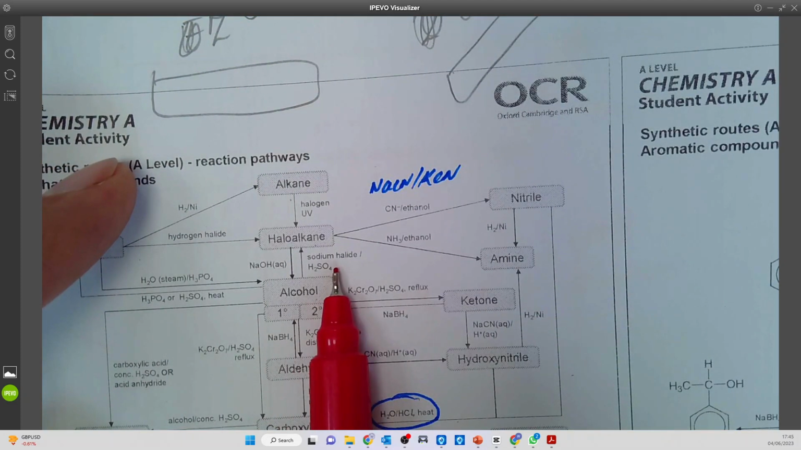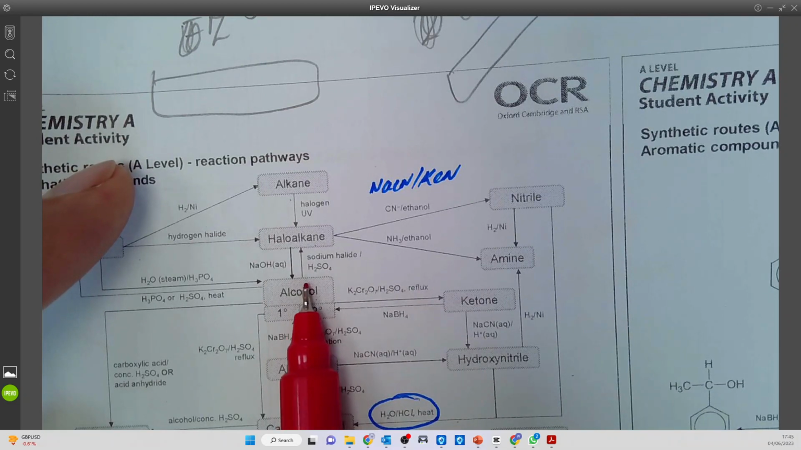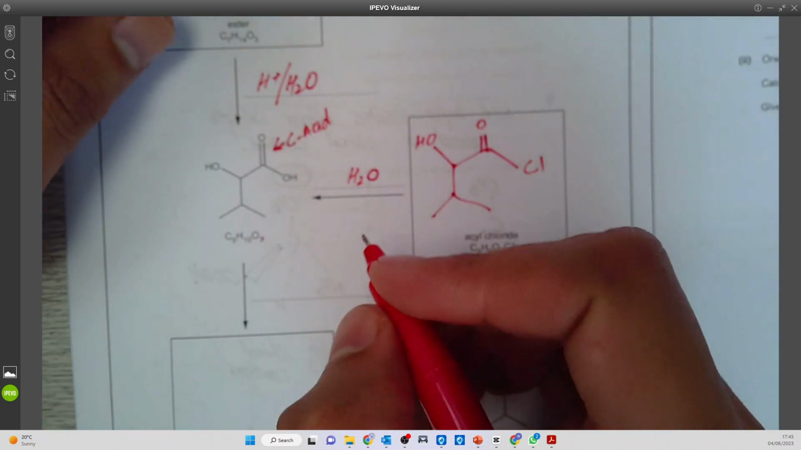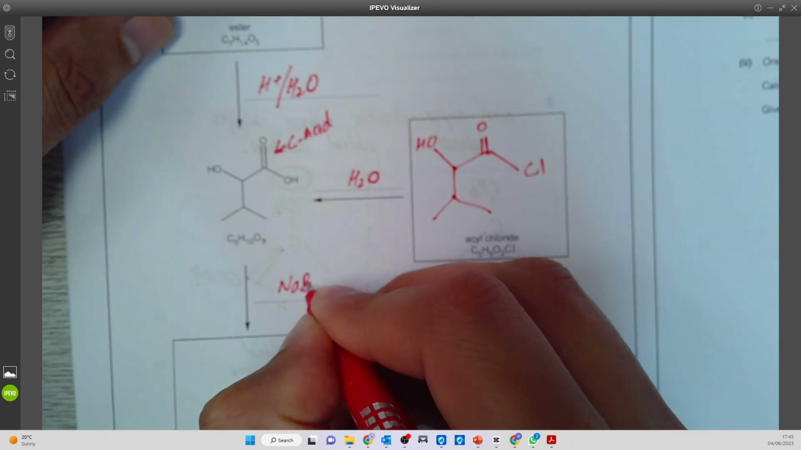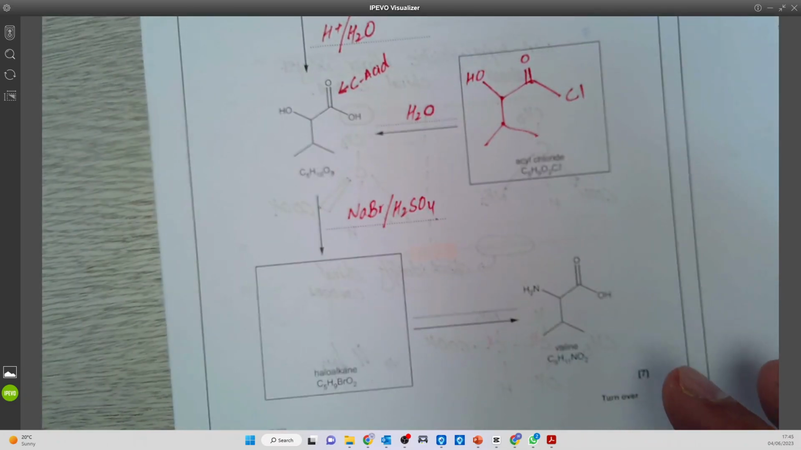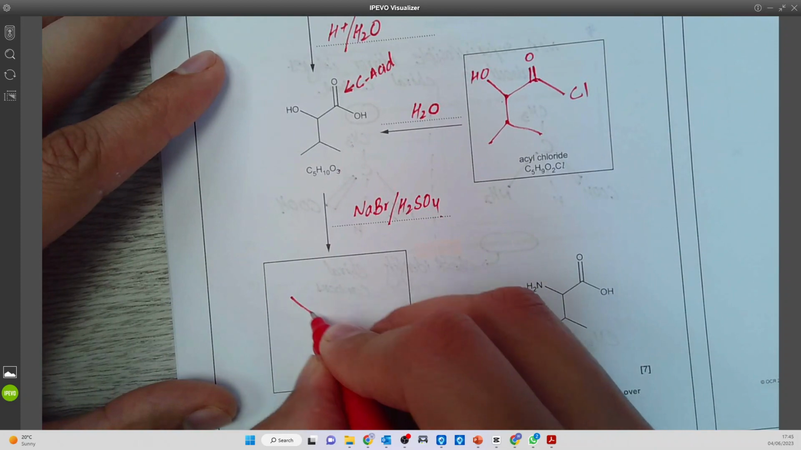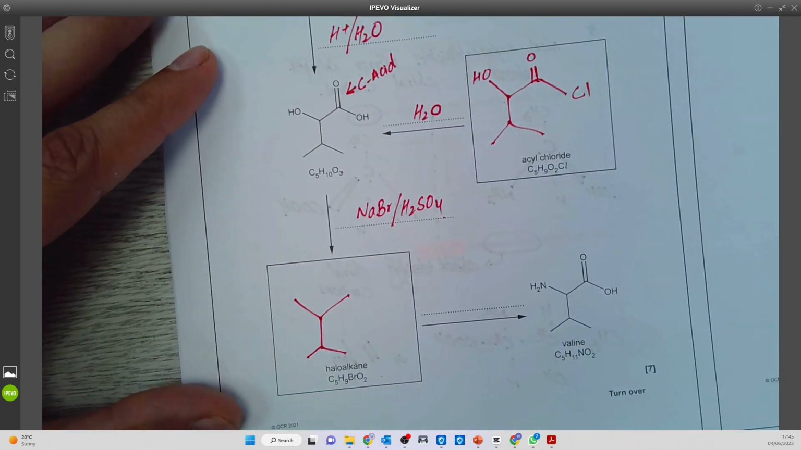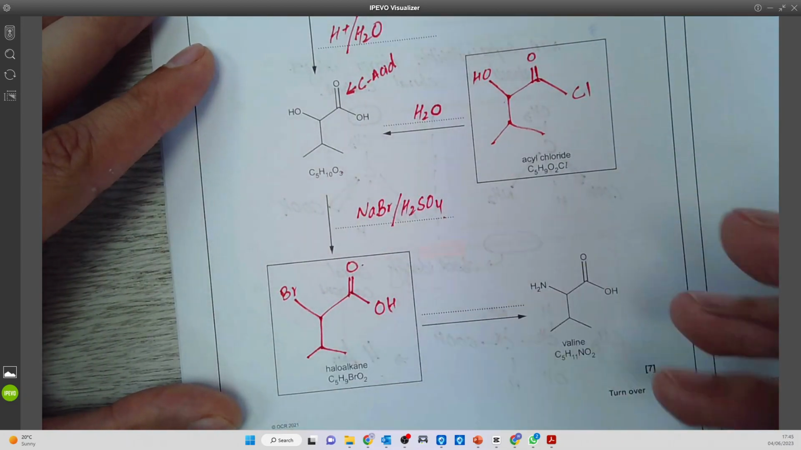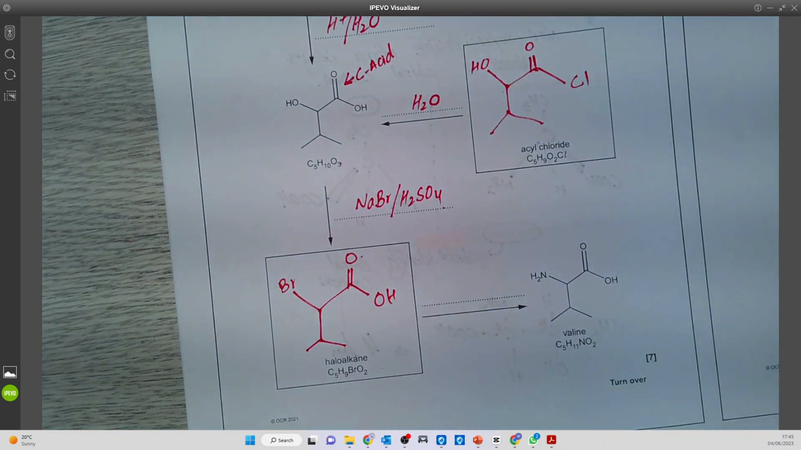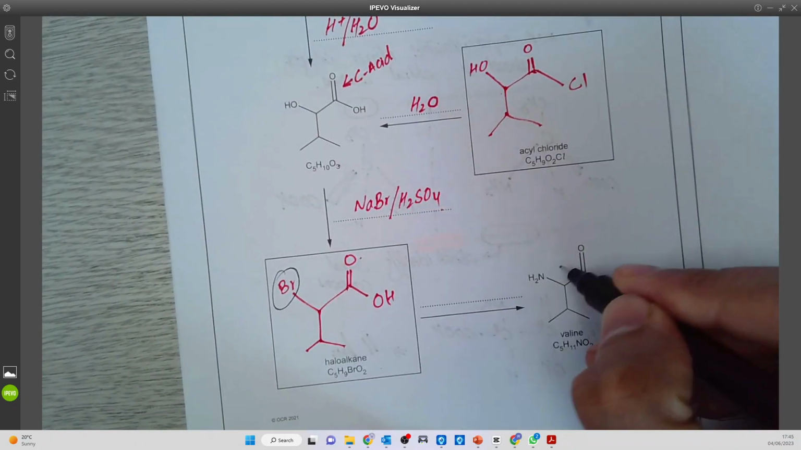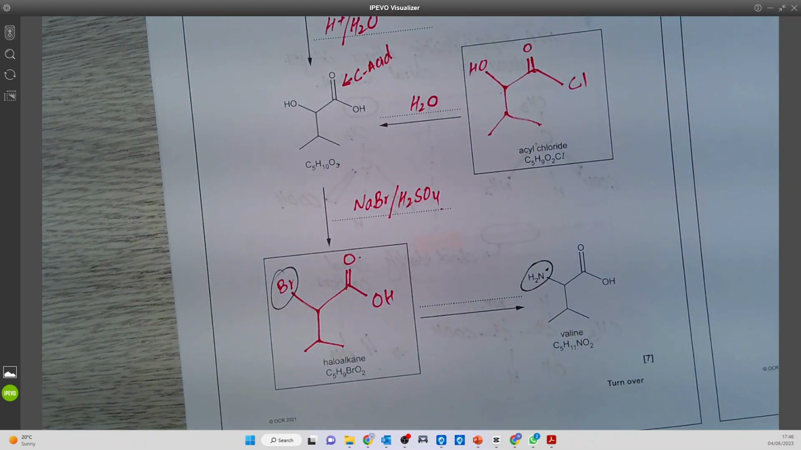What do you do? Sodium halide reacting with H2SO4. Acidified condition in the presence of sodium halide. So I can say here, which halide will I have? NaBr and H2SO4. And the only thing that will happen in this case will be this OH will get replaced by Br. Now what has happened, if you look at it carefully, everything is same, only this Br now has been converted into NH2. So it's a primary amine now.